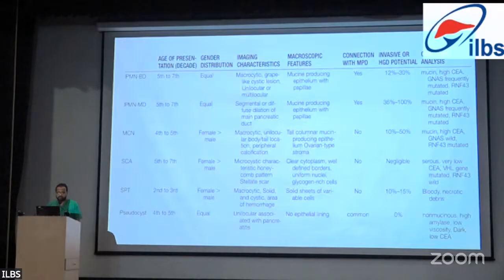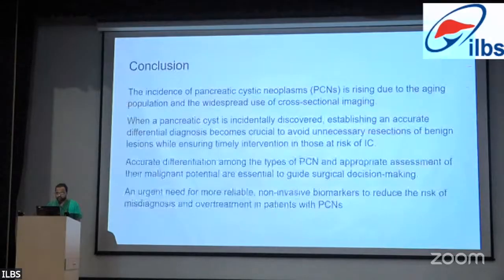with regards to the different types of pancreatic cystic neoplasms: branch duct IPMN, main duct IPMN, mucinous and serous cystadenoma, and solid pseudopapillary neoplasms. The malignant potential of each of them, with main duct IPMNs having the highest rates of malignant potential.